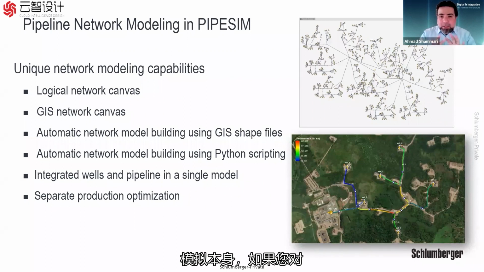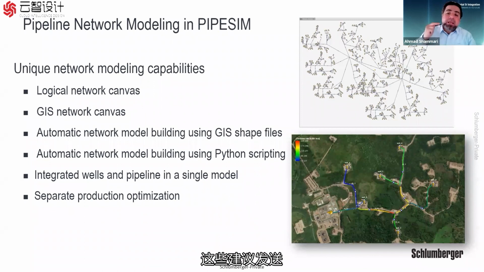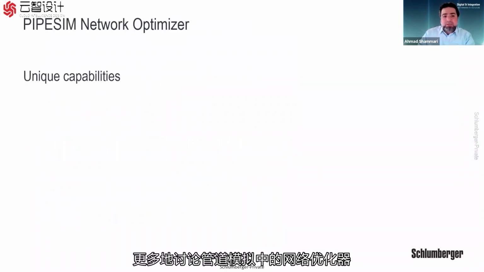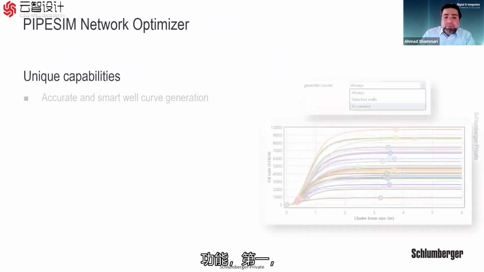And then if you are happy with the recommendations that the optimizer will give you, you can then send these recommendations back to the network simulation model. So, talking more about the network optimizer in PipeSim, PipeSim Network Optimizer also has unique capabilities.